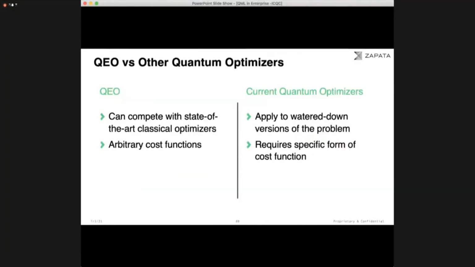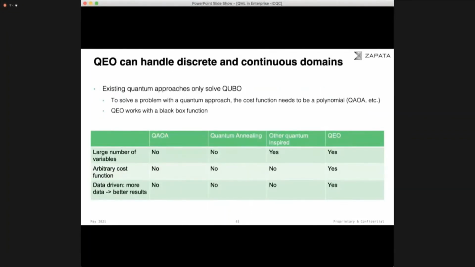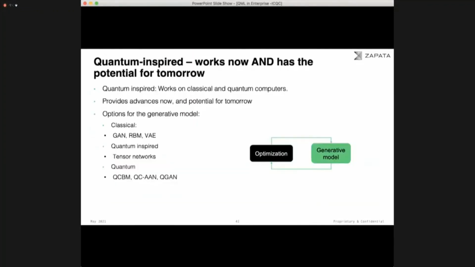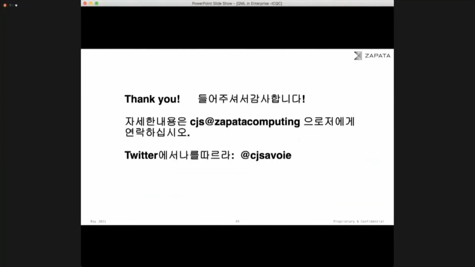And I'm running out of time here, so I think this summarizes it. QAOA is an optimizer that's used now in quantum, but it can't use a large number of variables right now. It can't use an arbitrary cost function, and it's not really data-driven. Same with quantum annealing. Other quantum-inspired things you may hear about, like Microsoft QIO, can use a large number of variables, but they can't use an arbitrary cost function, and they're not really data-driven. QEO does all of these things, and we can use them for various uses in industry.